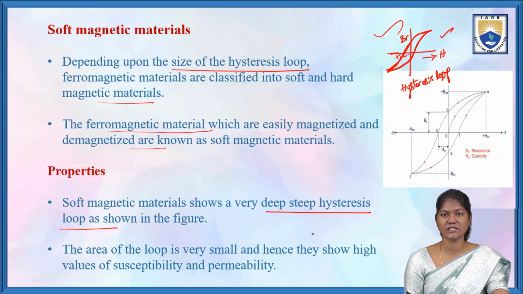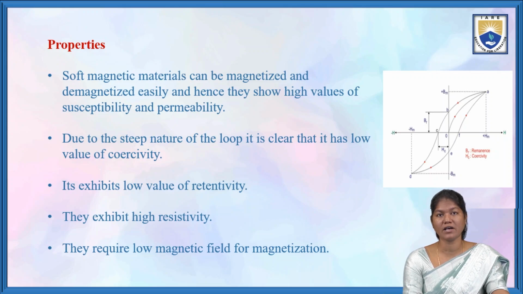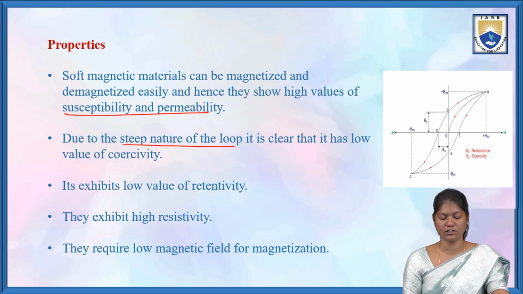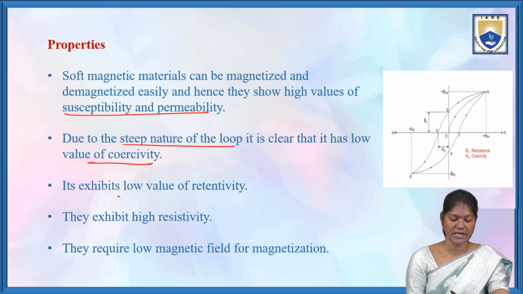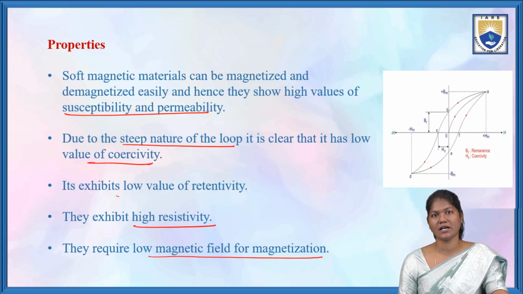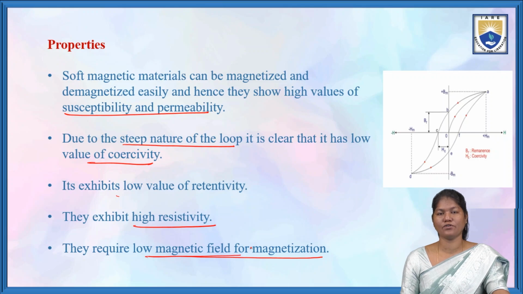The area of the loop is very small, and hence they show high values of susceptibility and permeability. Due to the steep nature of the loop, it has a low value of coercivity. It exhibits low retentivity and high resistivity, and requires only a low magnetic field for magnetization, since it is easily magnetized and demagnetized.